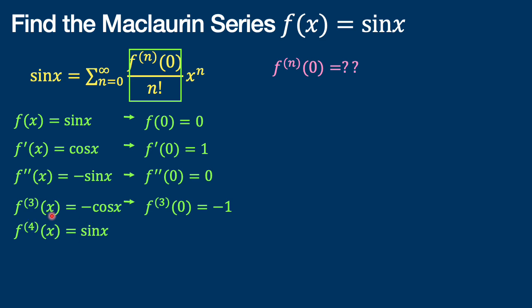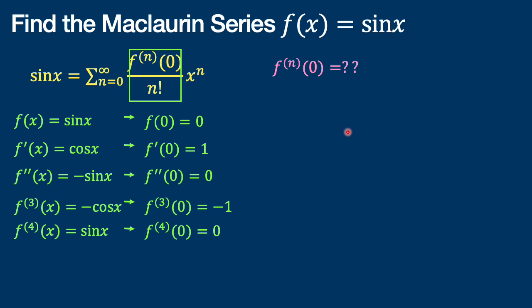Now the fourth derivative, what happened, guys? Take the derivative of negative cosine, which is sine. We go back to sin x. So they repeat the same functions: sin x, cosine x, negative sin x, negative cosine x, then back to sin x. So the fourth derivative at 0 is 0.